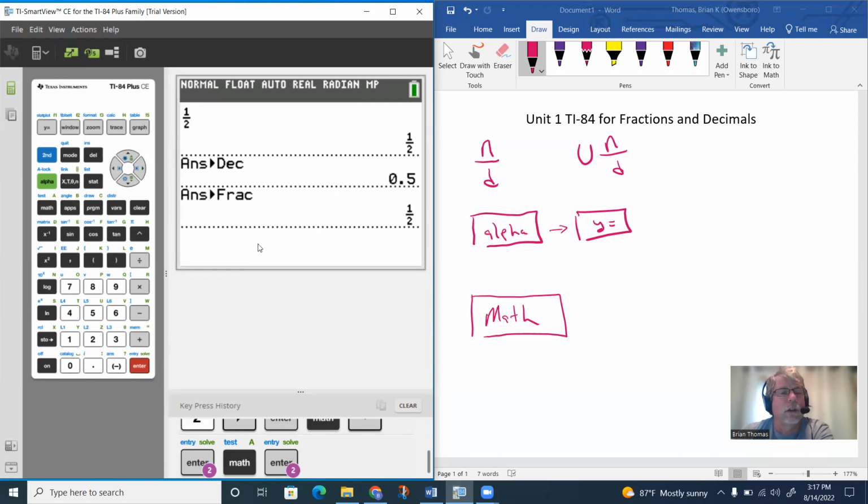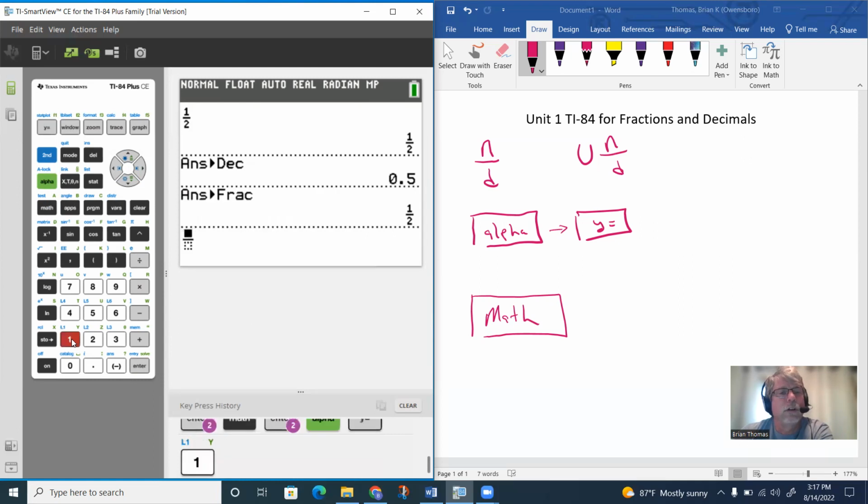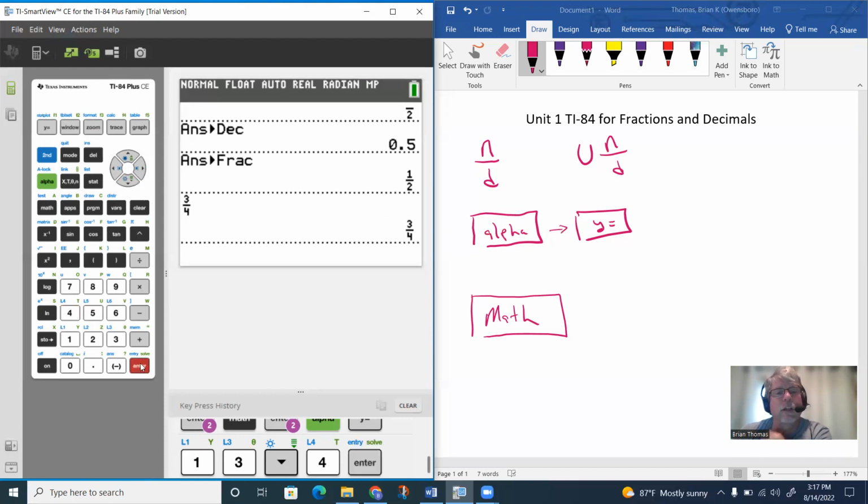Okay. If I want to put a different fraction in, say 3/4, I hit the alpha button, hit the Y equals button, and choose 1. That's another way to do it. Choose 1 and it'll take you to that menu. I hit 3, and you may be able to use the down arrow too. Notice how the down arrow also works. So you can practice and see what works for you. If I'm done typing, I can just hit enter, and it gives me 3/4.